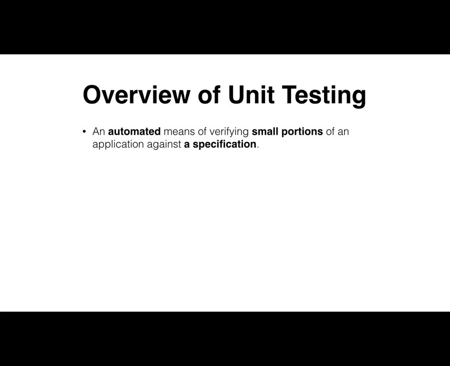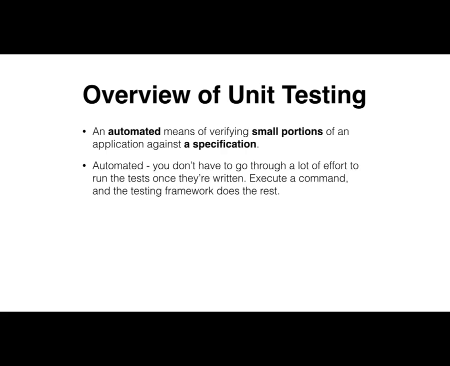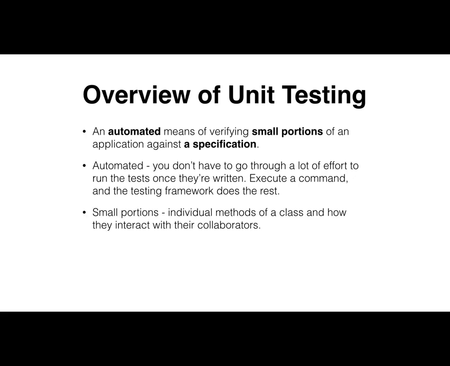So I like to begin with a definition of sorts of what a unit test is, and for me that boils down to three main points. They're an automated means to verify small portions of a specification. In that sense, it's automated because you don't have to do a whole lot to run your tests once they're written. It's a manual process at first, but as you go, the tests that you've written in the past are able to be executed quickly.